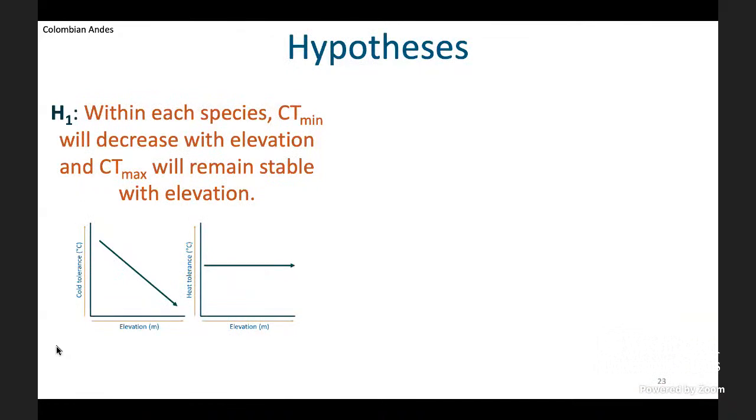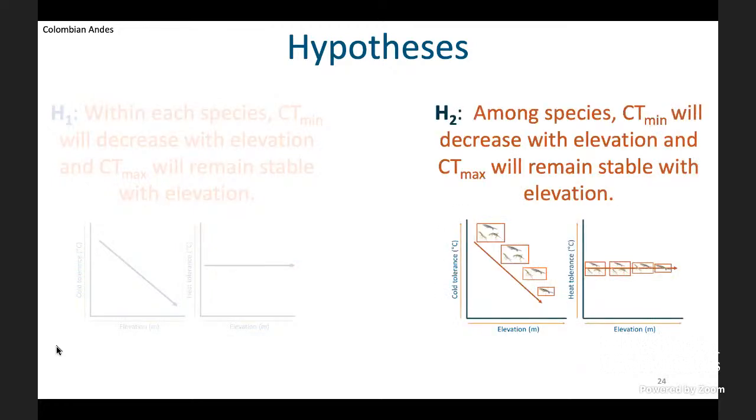Okay, let's now jump into research. I have 2 hypotheses for what I did. Again, I wanted to see how thermophysiology changes along elevation. For CTmin, the hypothesis was that it was going to change as you go up in elevation, while CTmax was going to remain stable. And this is within species. And between species, we thought we were going to find the same pattern.